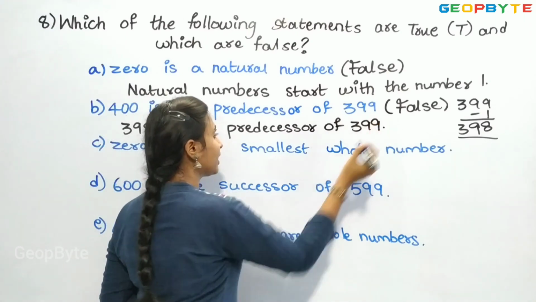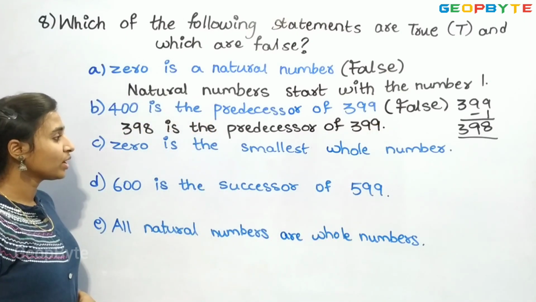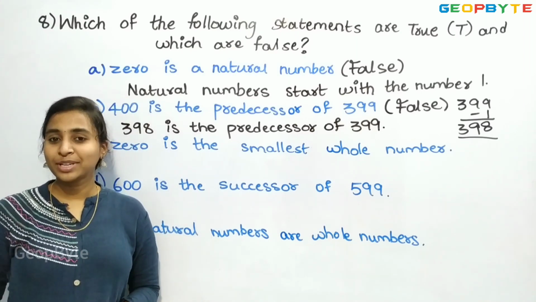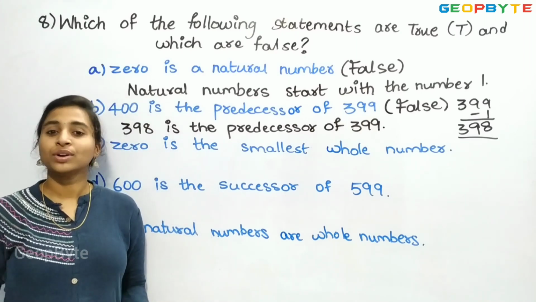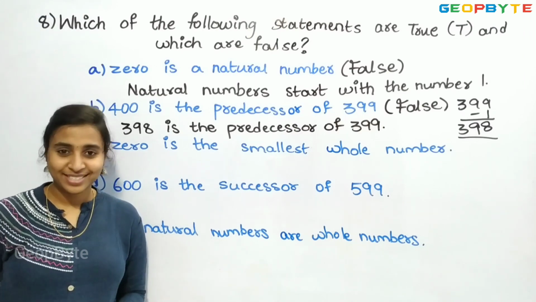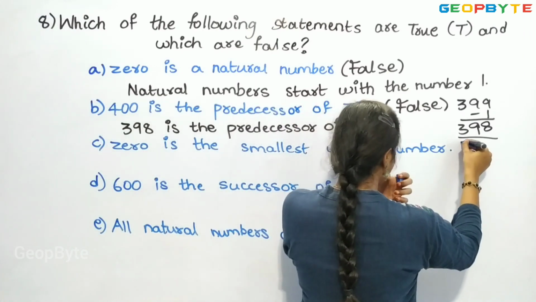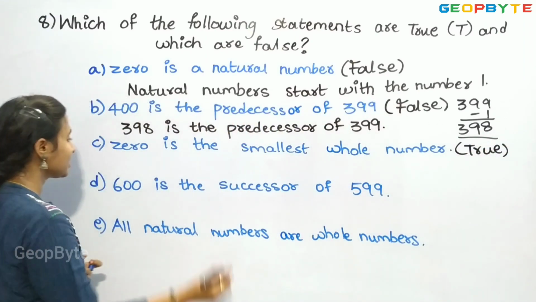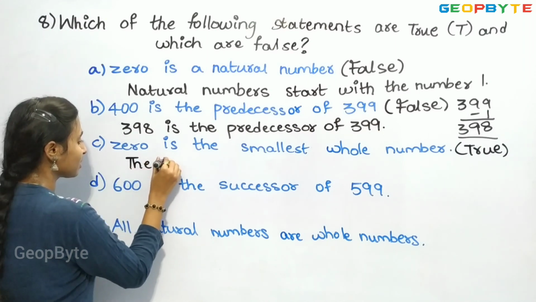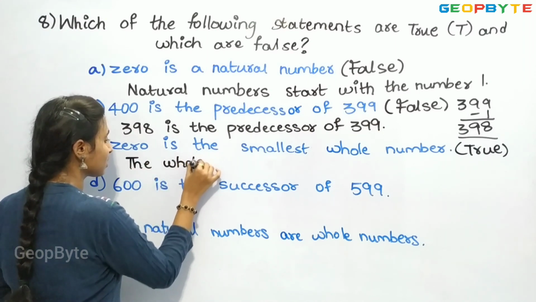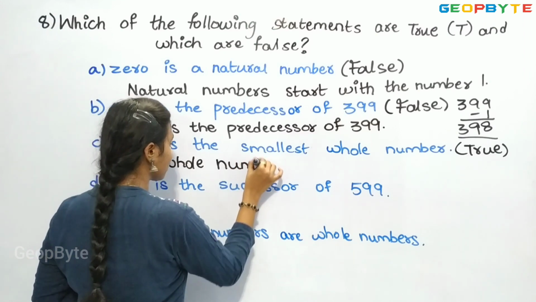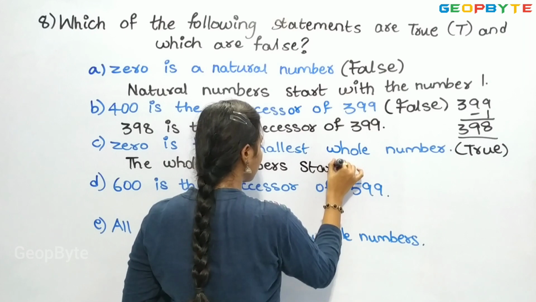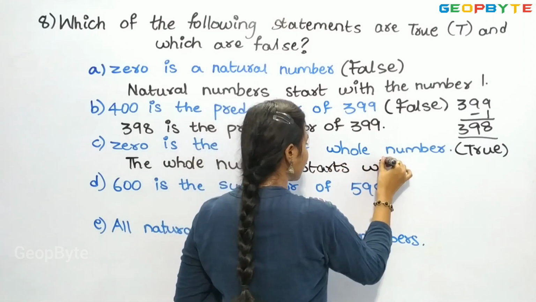Right? Now, let us see the next one. 0 is the smallest whole number. Yes, because whole numbers start with 0. So, the smallest whole number is also 0. So, it is true. Right? The reason is the whole numbers start with 0.